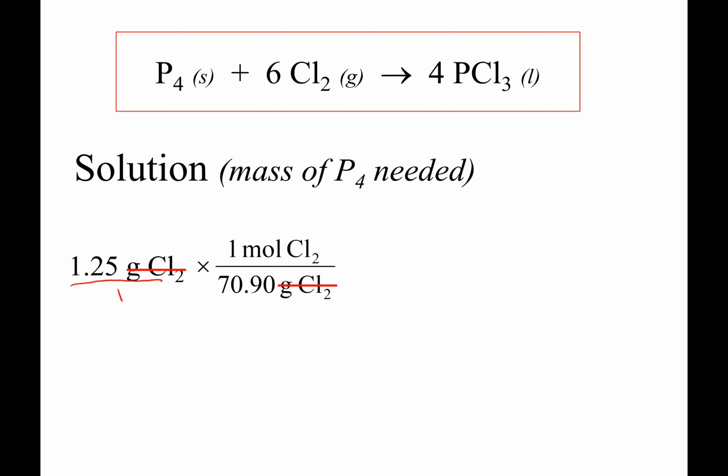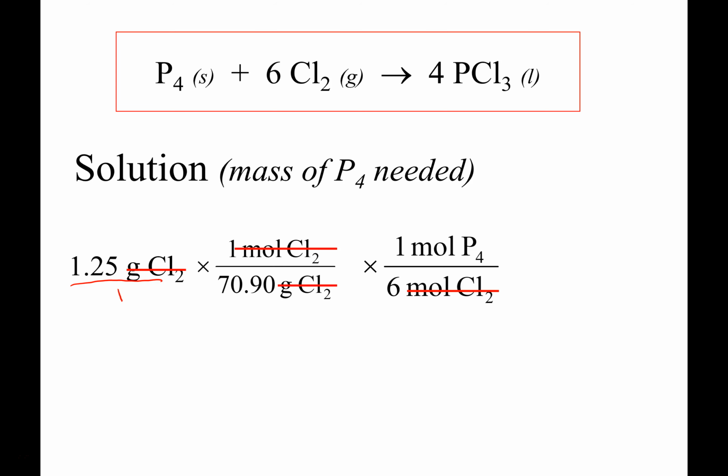What do you think, RJ? Now I'm ready to go from moles of Cl2 to moles of P4. Stoichiometric ratio, what does that look like? I want to try to get to moles of P4, so you're going to need 1 mole of P4 over 1 mole of Cl2. Almost. 1 mole of P4 over how many moles of Cl2? 6. Yep, perfect. 1 mole of P4 over 6 moles of Cl2. Awesome. Over to you, Cole.